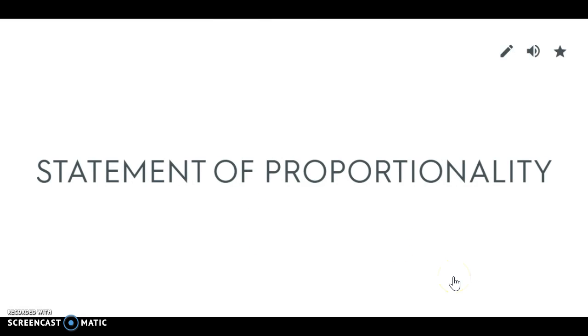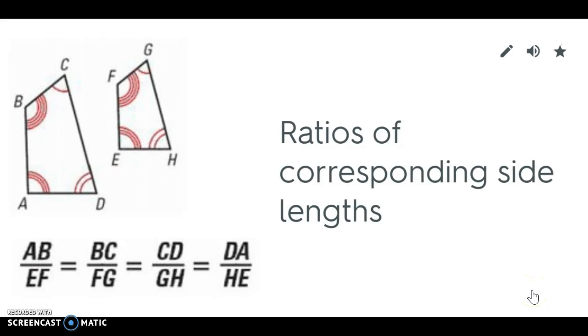Statement of proportionality. A statement of proportionality just shows that the corresponding sides are proportional. So A to B is the left over E to F on the left, and then B to C is the top over F to G on the top. And you keep going, and if I plugged in numbers, all these fractions would be equal.